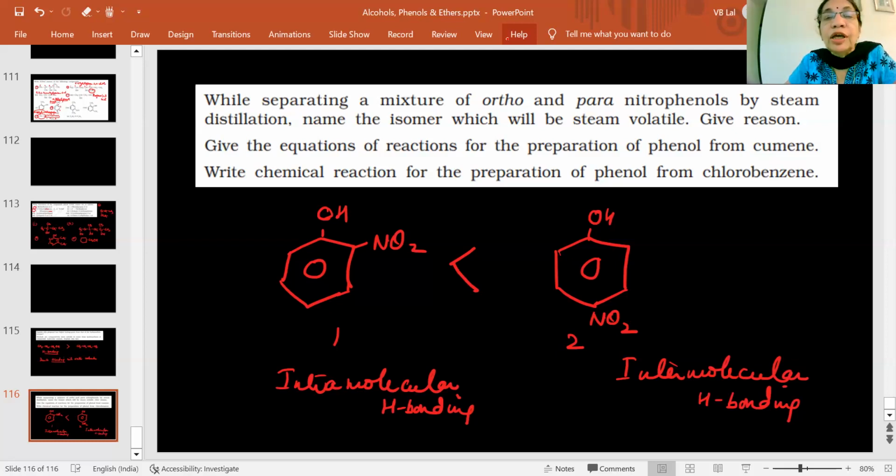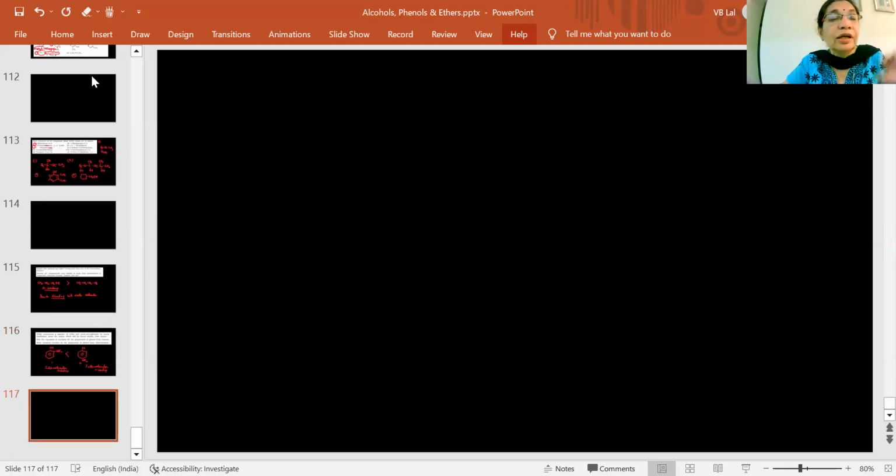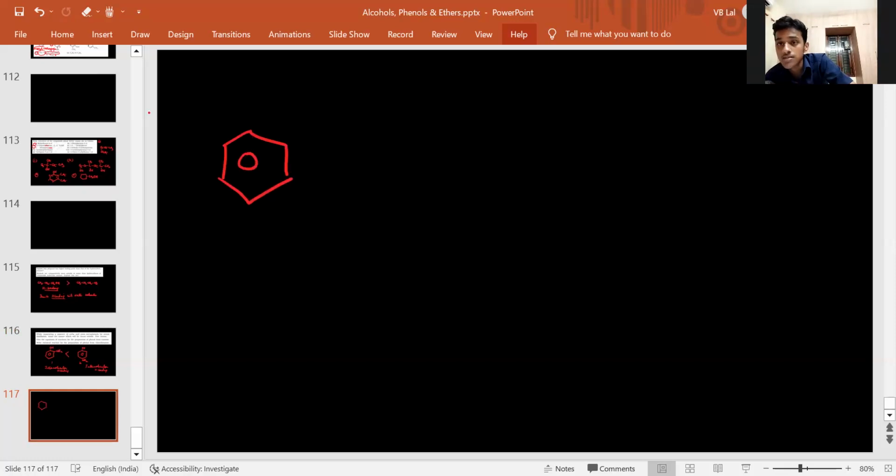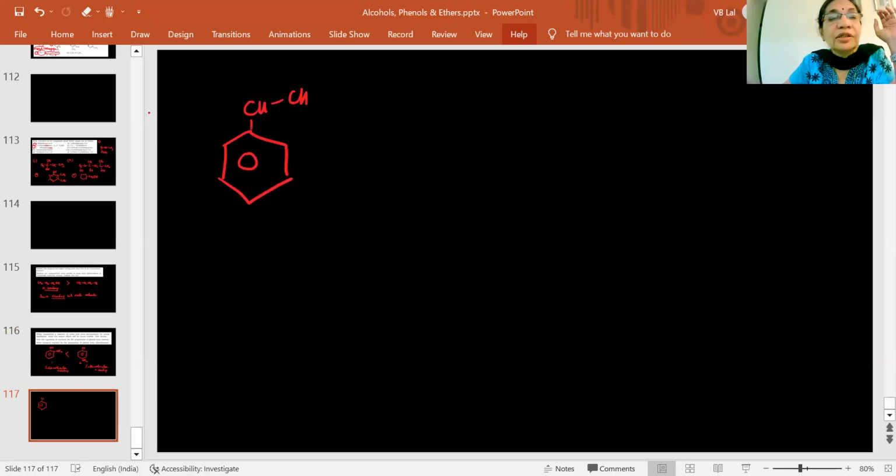Write equations for the reaction of preparation of phenol from cumene. Do you remember this? Phenol from cumene. I think Sai Kalyan, you were absent on that day. I know, miss. You have written. So what is cumene on the benzene ring? CH and then CH3 on both sides.